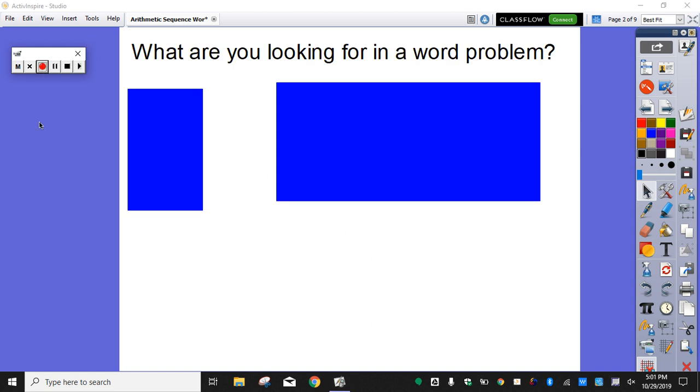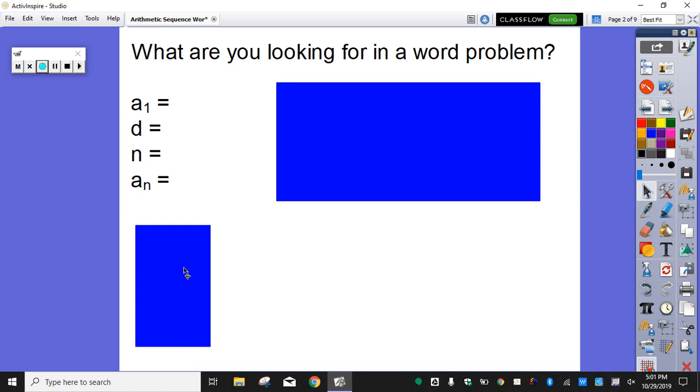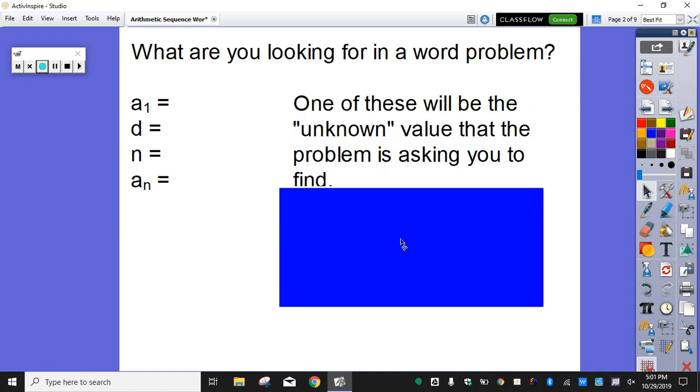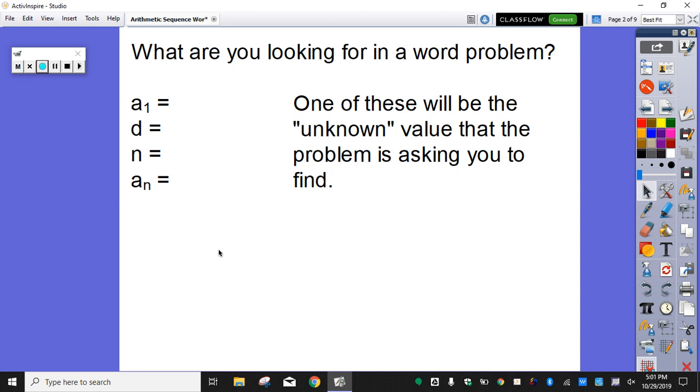So to start with, you need to make sure that you understand what you're looking for in a word problem. The types of values they give you need to represent some part of an arithmetic sequence. So you ask yourself, okay, what's the first term? What's the common difference? What's the term number? That's what n equals. And then, what is the actual value? Probably what is the answer to the question. So one of these will be the unknown.